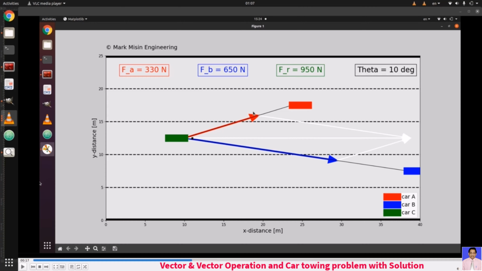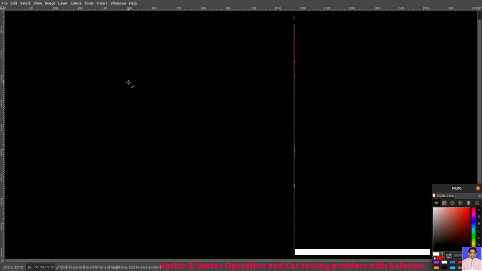So the pattern here is clear. The car that has a smaller angle compared to another car experiences a greater force in the cable. So in this case, the blue car has a smaller angle, just 10 degrees, and therefore this cable here experiences more tension force compared to the red one.